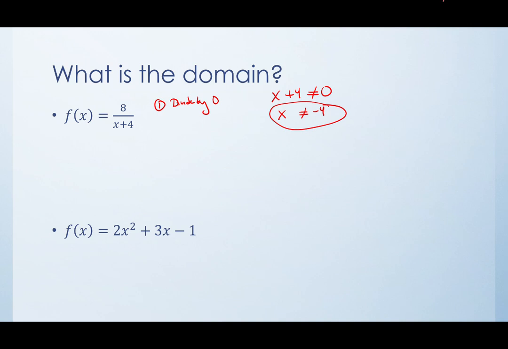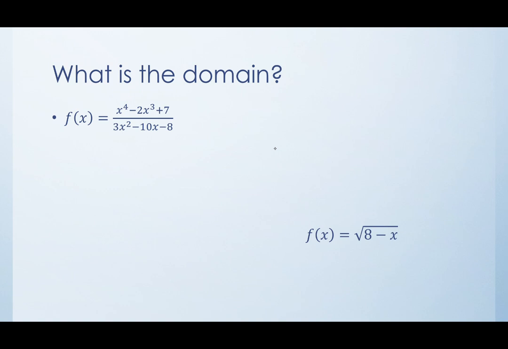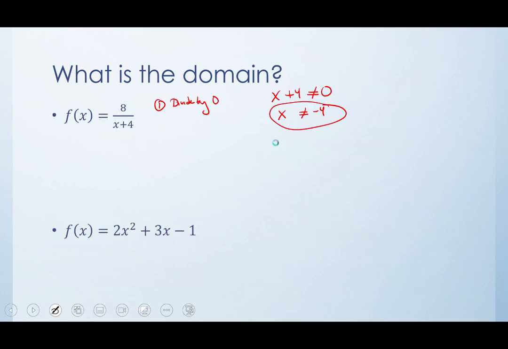So we've got to throw that out, and if we write this in interval notation, negative infinity to -4, union -4 to infinity, and everything here is parentheses.